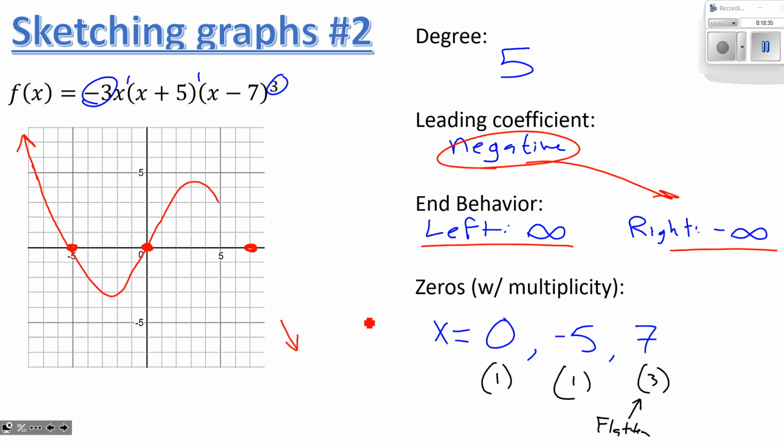When I come to this last 0 over here, 7, I know I need to flatten. So to flatten, best way to do it is just come down like about a unit early and just flatten on the x-axis for a block or so. And then you can come down. Notice my arrow I didn't quite hit, but that's fine. I got the idea of it. That graph looks gorgeous.